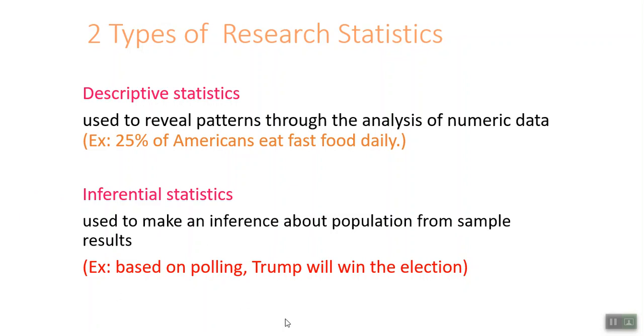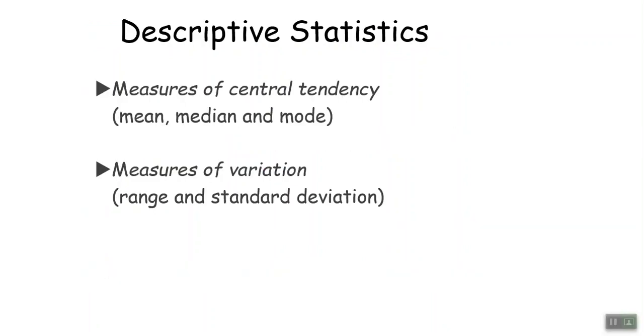Inferential is used to make inferences based on non-numerical data. Okay, so it says based on polling, Trump will win the election. This is just a silly thing that I made up because we don't know the actual data on this yet, but there's no number. It's just an inferential statistic.